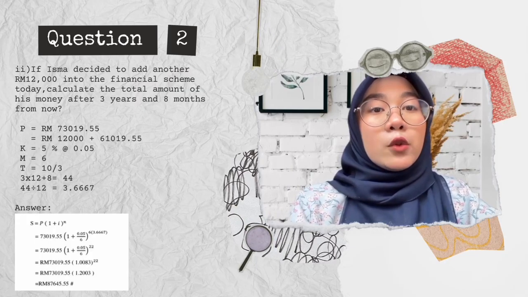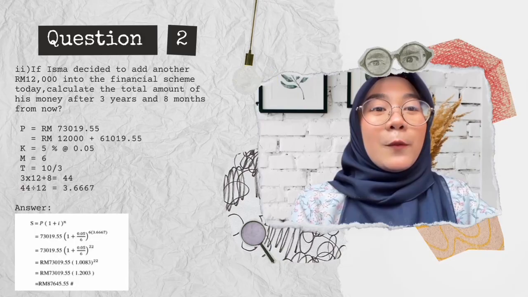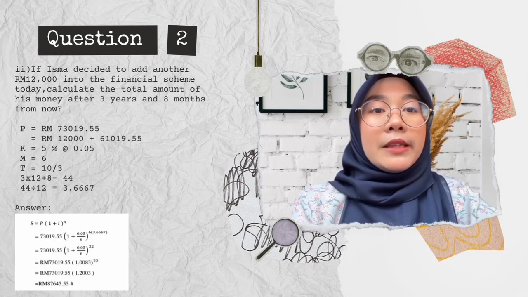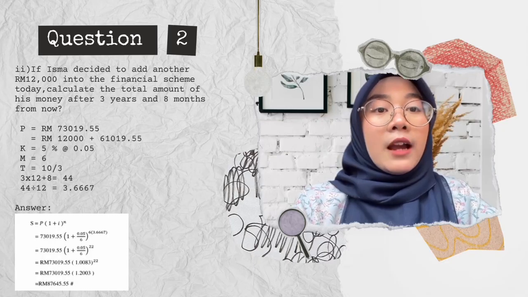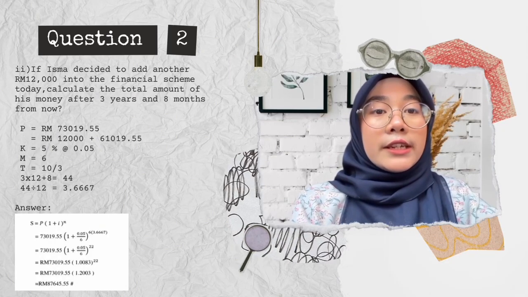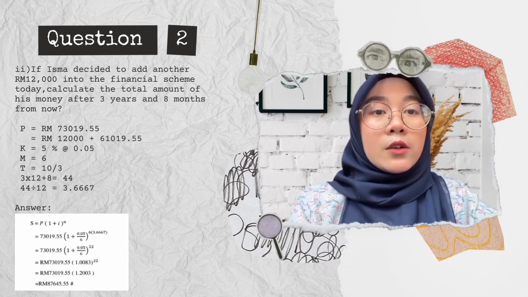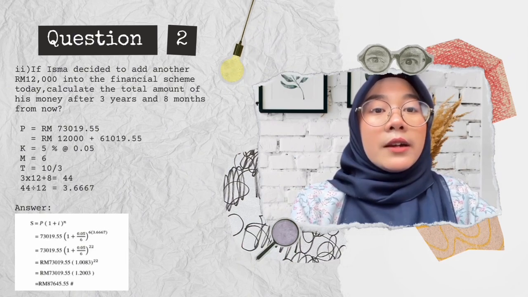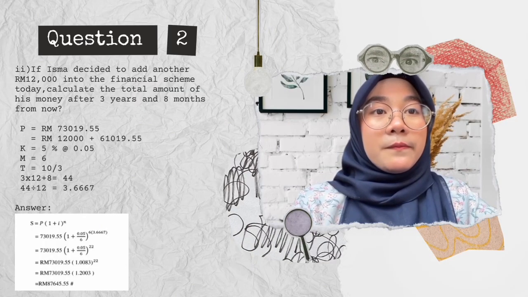Converting this period into years gives approximately 3.6667 years. Using the compound interest formula, S equals P multiplied by open bracket 1 plus i close bracket raised to the power of n, I substitute the values into the formula. This gives 73,090 ringgit and 55 cents multiplied by open bracket 1 plus 0.05 divided by 6 close bracket raised to the power of 6 multiplied by 3.6667.